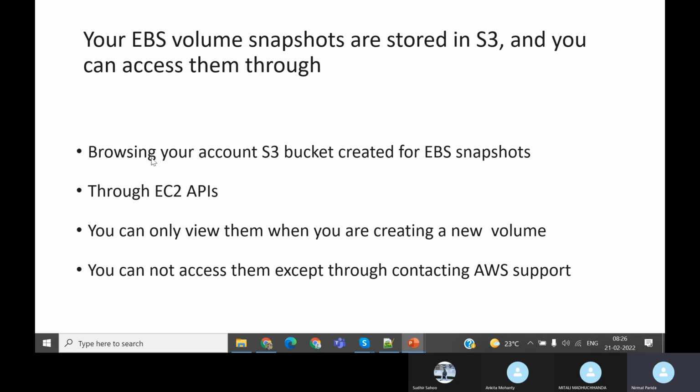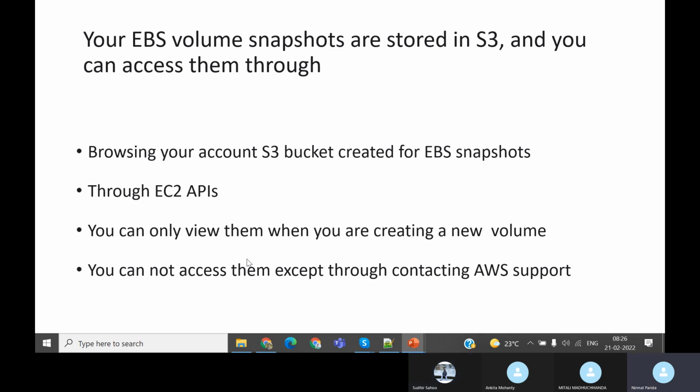The first option is browsing your account S3 bucket created for EBS snapshots. There is no EBS bucket created in your S3. No bucket is created. The snapshots are stored internally by AWS, and they are not providing any S3 bucket for you. So there is no chance that you can browse and see them in your S3 bucket. I think it is through EC2 APIs only.